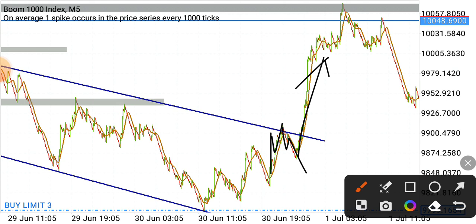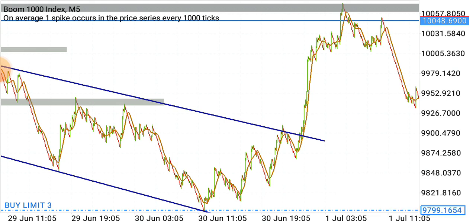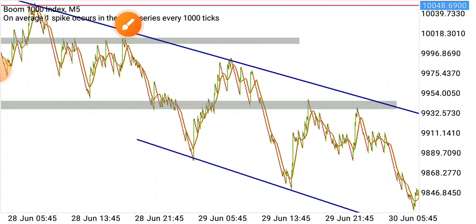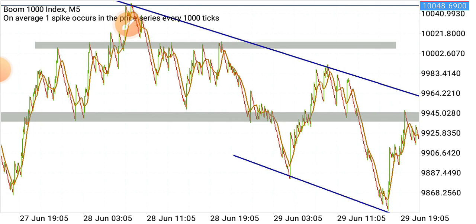So being able to identify these patterns is a sure probability of winning trades. See, let's keep checking, guys.